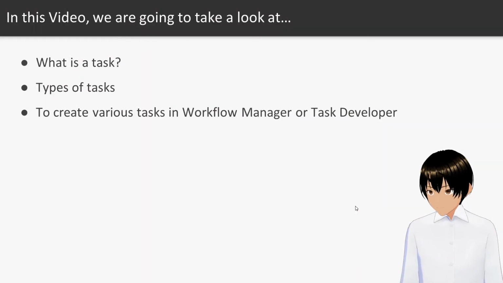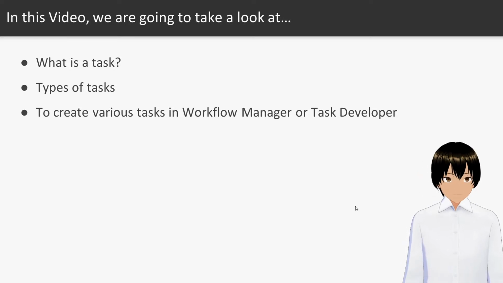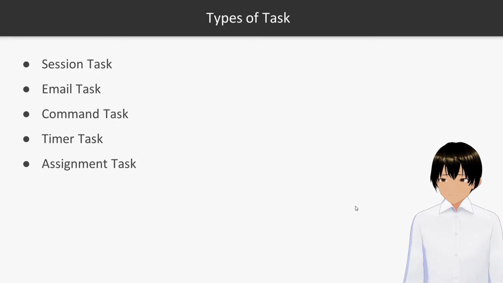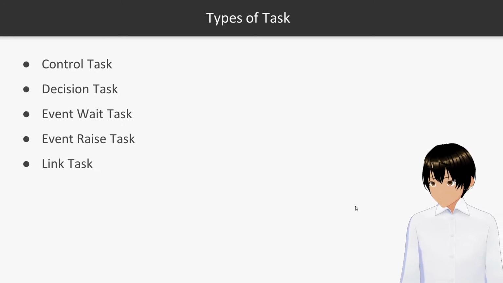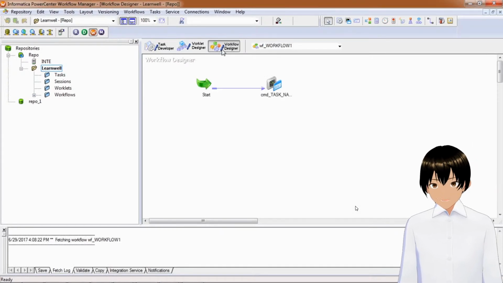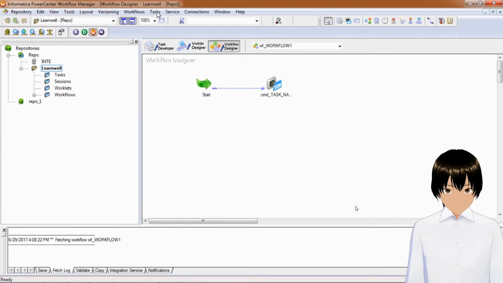Types of tasks. Now we're going to learn what a task is, the types of tasks, and how to create various tasks in Workflow Manager or Task Developer. Tasks are the basic building blocks of workflows. Every task has a different functionality, as every transformation does in Designer. We need to use a task per our requirement in a workflow or worklet. Tasks can be created as reusable or non-reusable components. You can create a reusable task in Task Developer and a non-reusable one in Workflow Manager. Let's get a brief understanding of the different tasks we have.